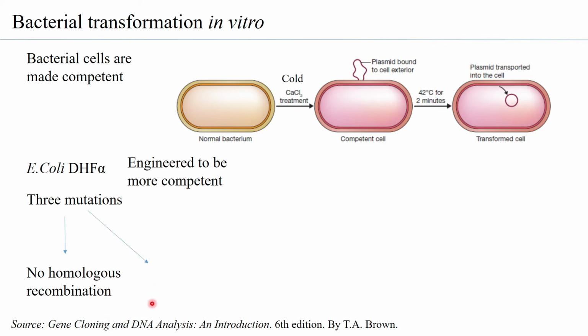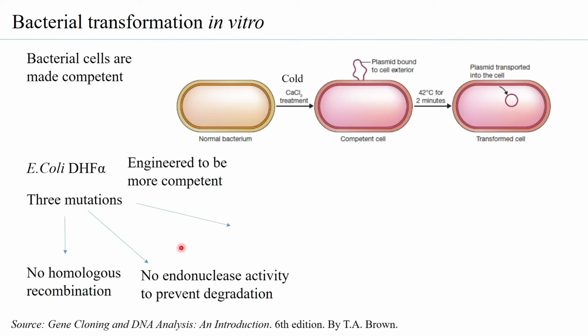The second mutation is done in an enzyme that acts as an endonuclease. If that endonuclease is inactive, then the DNA that has been taken up by the E. coli DH5 alpha will not be degraded. So these two are very advantageous for E. coli DH5 alpha to not just be competent but also to protect the DNA that has been taken up.